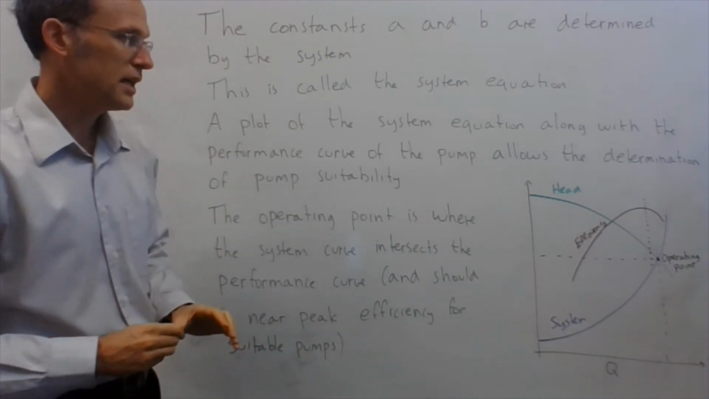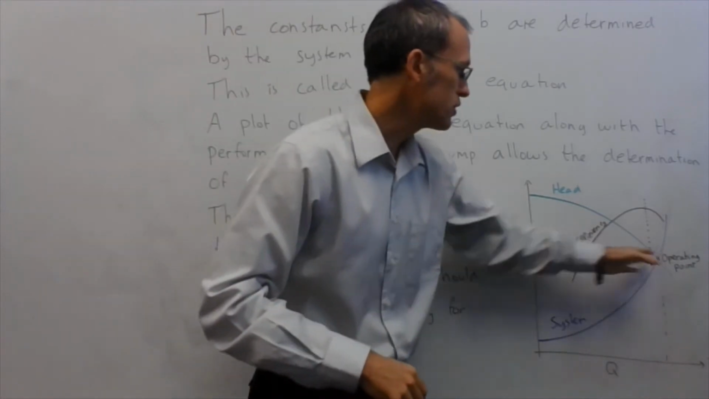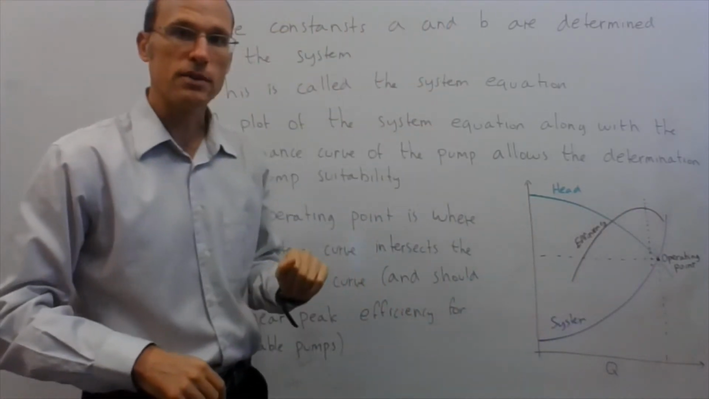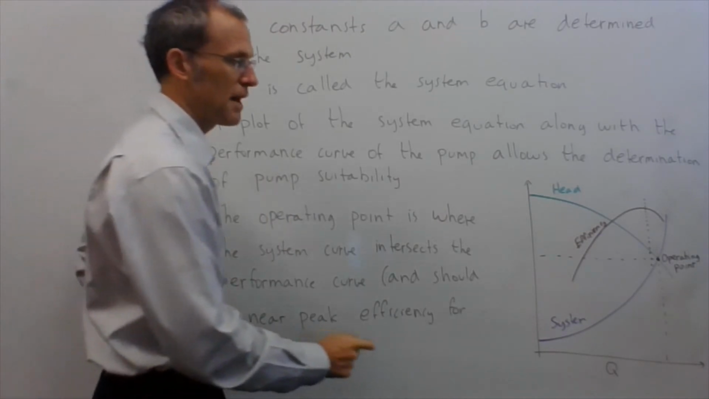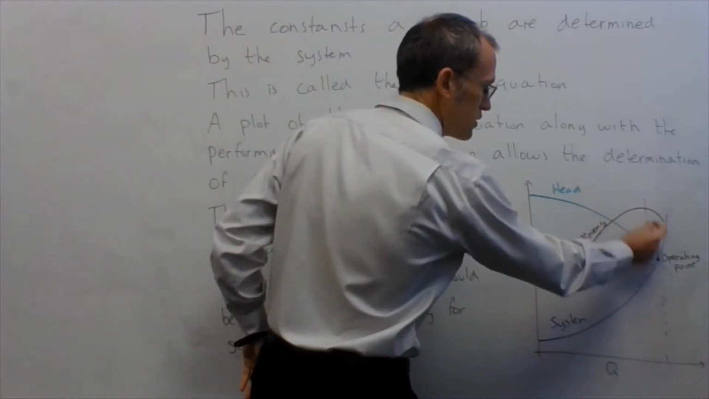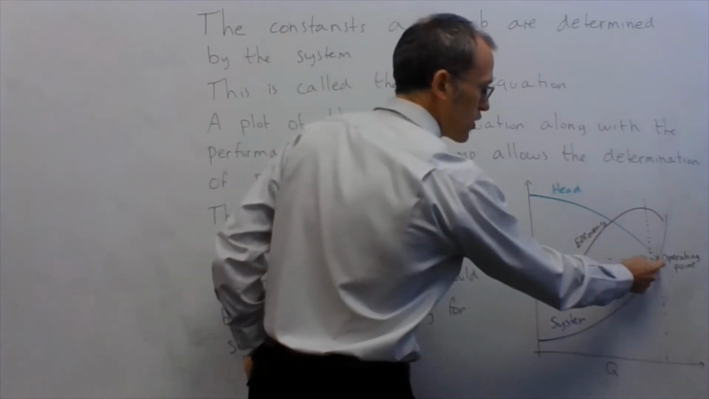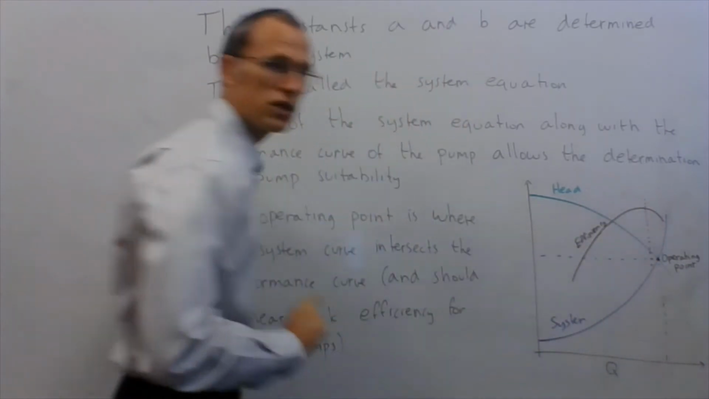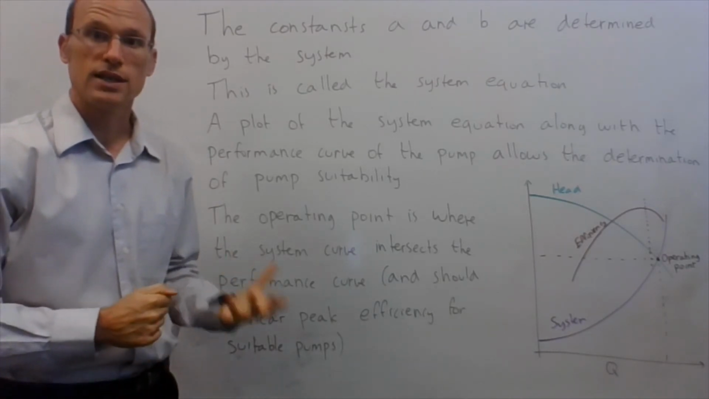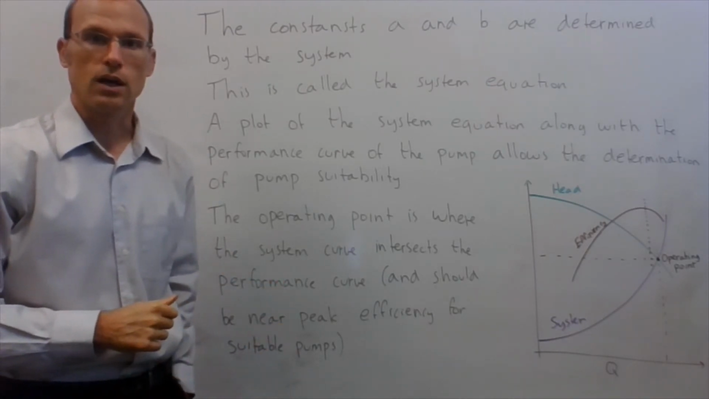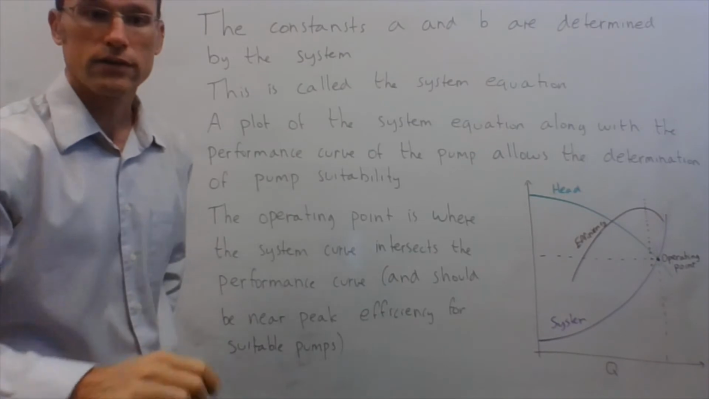What I want is for this operating point to be close to the maximum efficiency of the pump itself. In this case, this pump would be pretty good because the maximum efficiency happens very close to my operating point. I'm going to be at very close to maximum efficiency. So this will be a very suitable pump for this particular system that I want to realize.